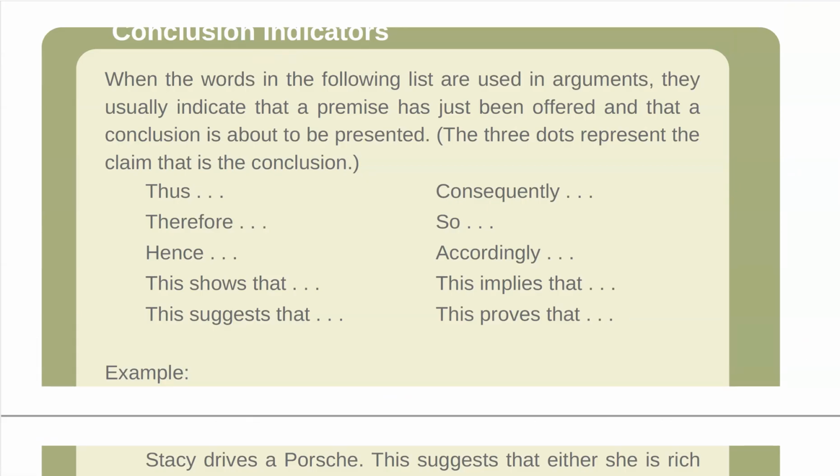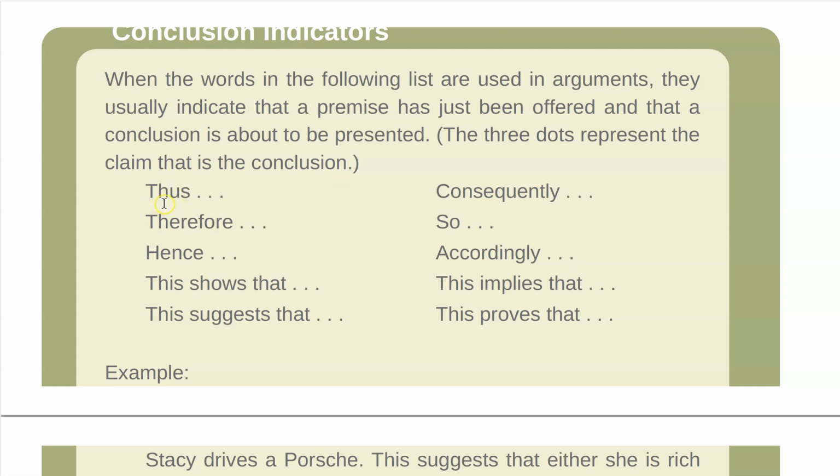I fibbed just then. I realized I said we would come back up to this little block to talk about briefly. This is worth making note of if you're really struggling to identify conclusions. So when the words in the following list are used in arguments, they usually indicate that a premise has been offered and that a conclusion is about to be presented, right? So the three dots, this ellipsis, is whatever sentence follows the words.